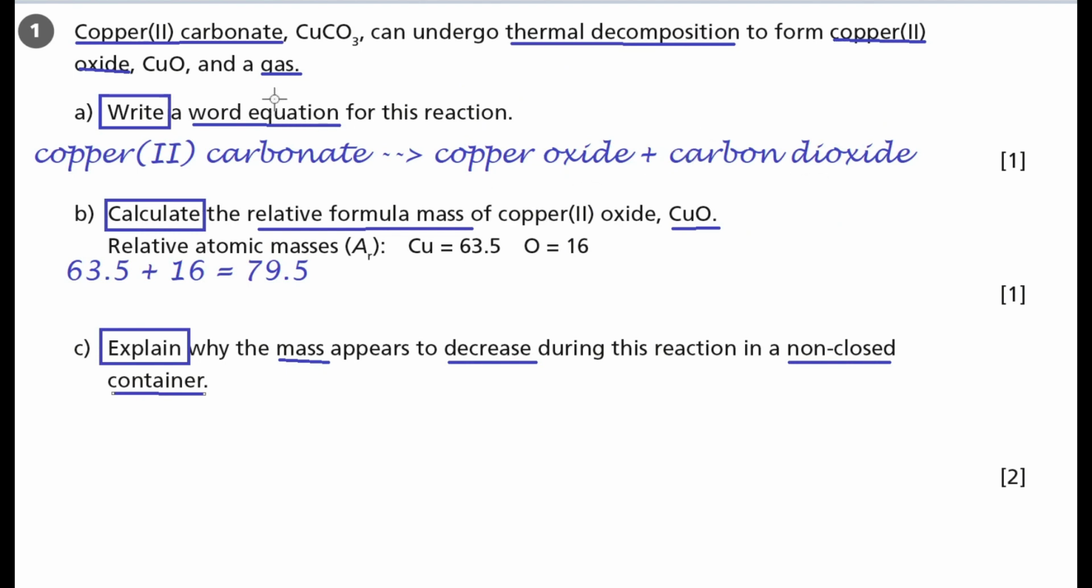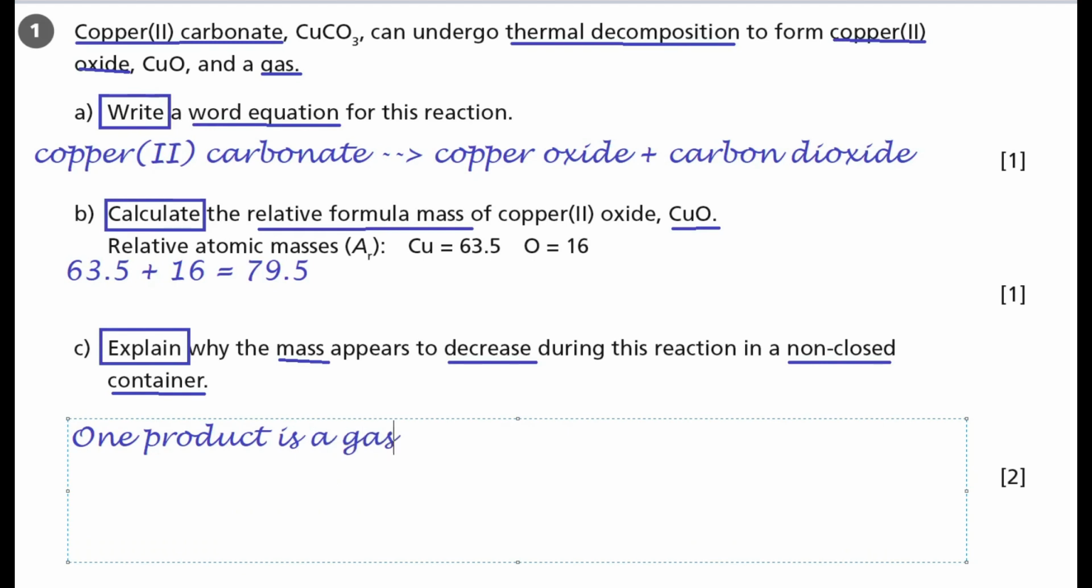But carbon dioxide is a gas, and we can see that in the question here. So that gas will be lost to the atmosphere because the container is not closed. And in doing so, the mass of that gas is lessened on the balance, and that's why it appears that the mass has actually decreased. So how could we write that as an answer? One product is a gas. That would be 1 mark, and escapes into the air. And that's what causes the mass drop there, and the escapes into the air is the 2nd mark.